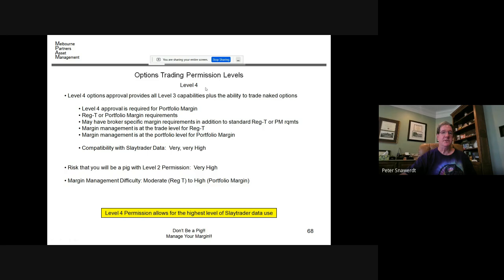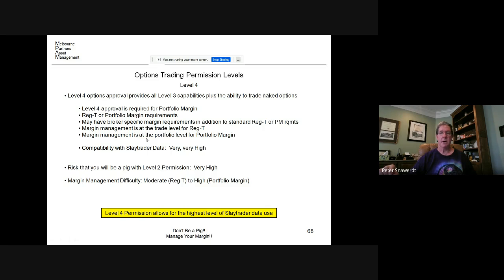Level 4 options is where you can get yourself in trouble. This is where being a pig, and I need to fix that, the risk of being a pig is very high. Margin management difficulty is high. Again, having all of that experience is high, but level 4 capability is also where you can make the most money. And the compatibility with the data I put out is extraordinarily high here.